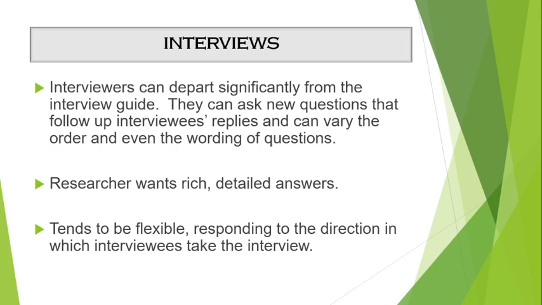Okay. Now, from the interviews, the researcher wants rich and detailed answers. It tends to be flexible, responding to the direction in which interviewees take the interviews. Now, when we say that the researcher wants rich and detailed answers, what is the researcher looking for? What type of answer is the researcher looking for? When we say that the researcher wants rich, detailed answers, he is looking for what type of data?